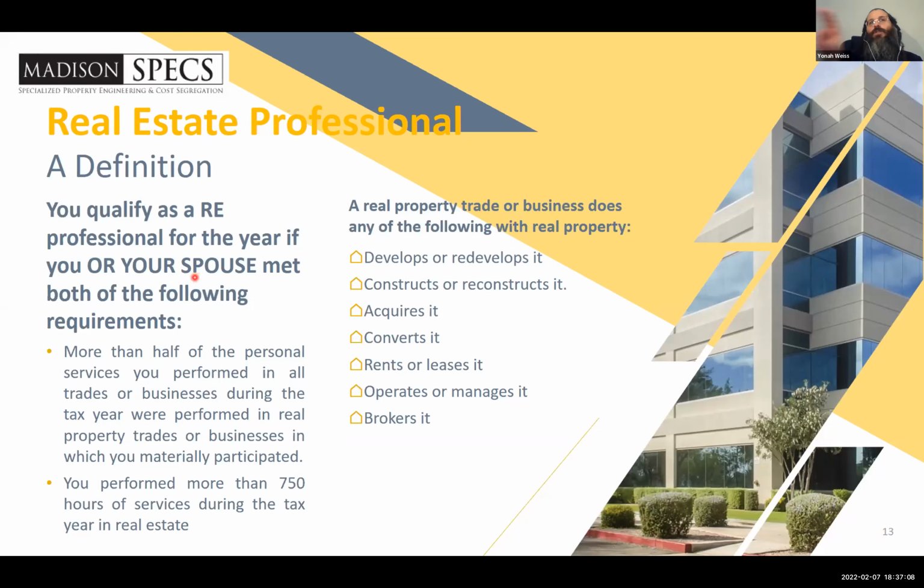Defining it is that either you or your spouse, so only one of you needs to get this, to have this. And this is looked at on a year-by-year basis. You need to have two requirements. Number one, you need to spend more than half of your personal time working in the real estate trader business. You need to be materially participating in that. So that means more than 50% of your time, but literally what it means is you can't have a W-2 job. You really need to be full-time in doing real estate.